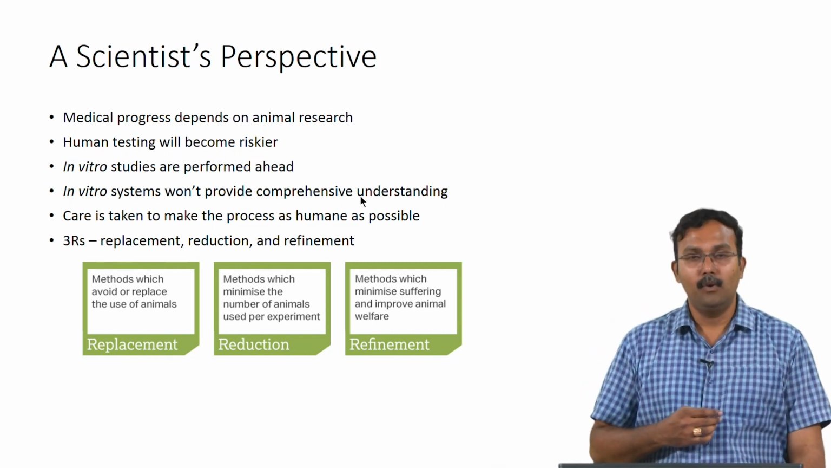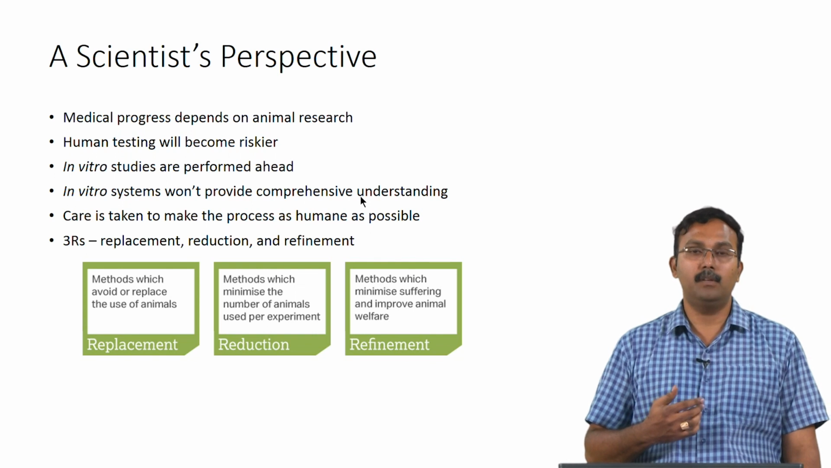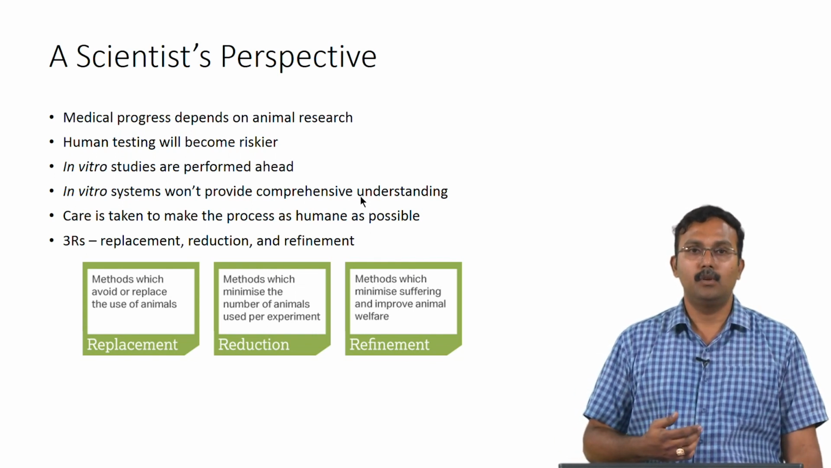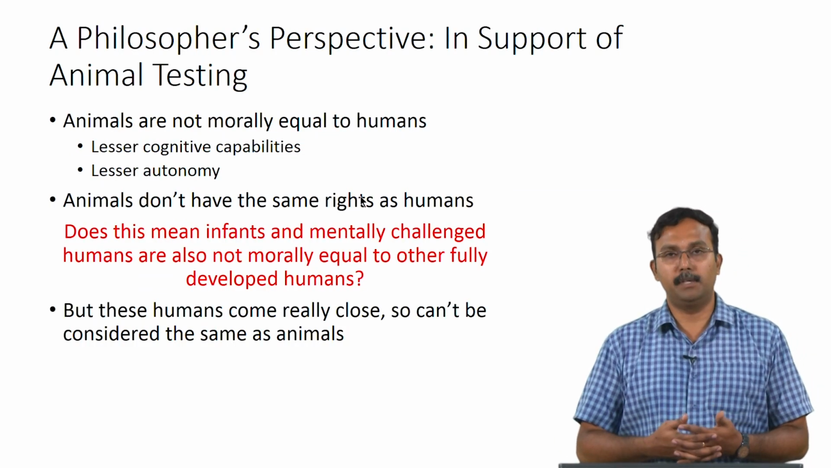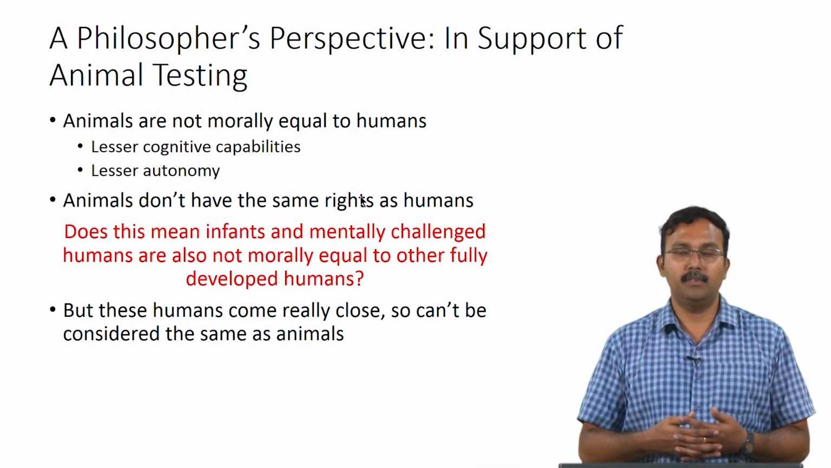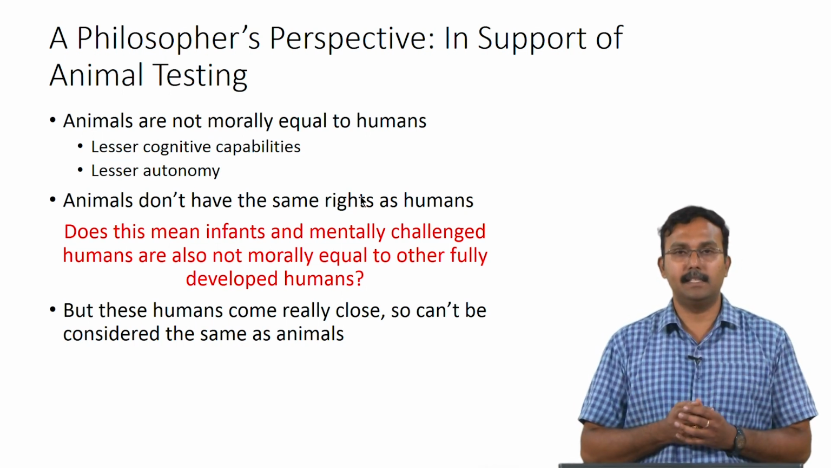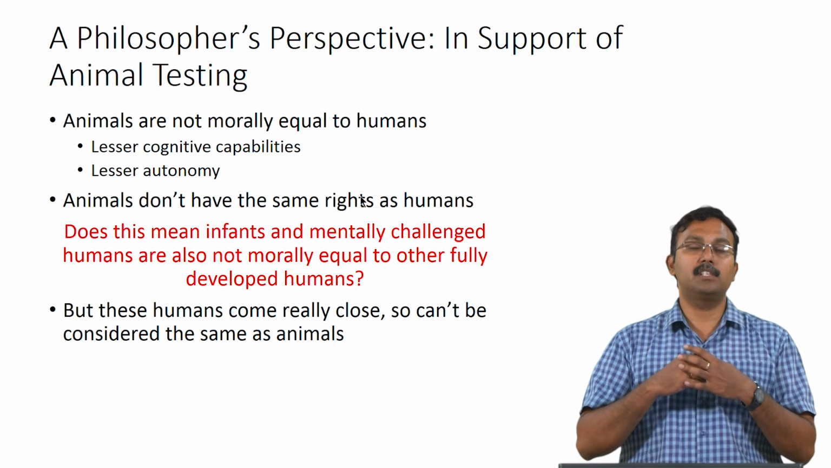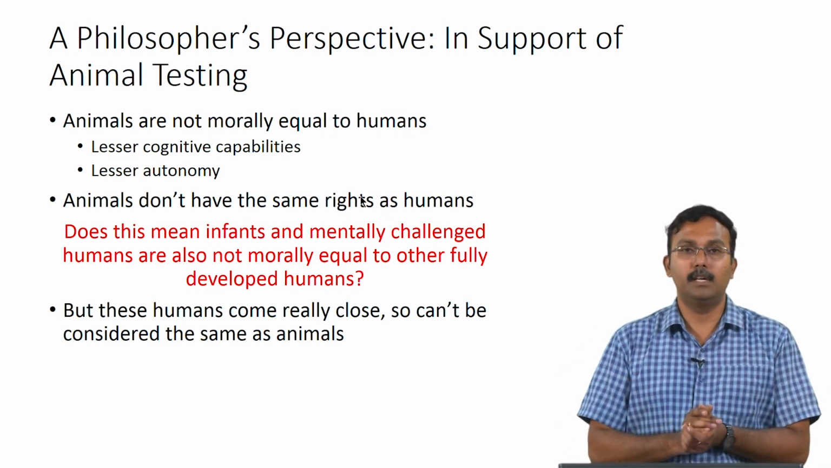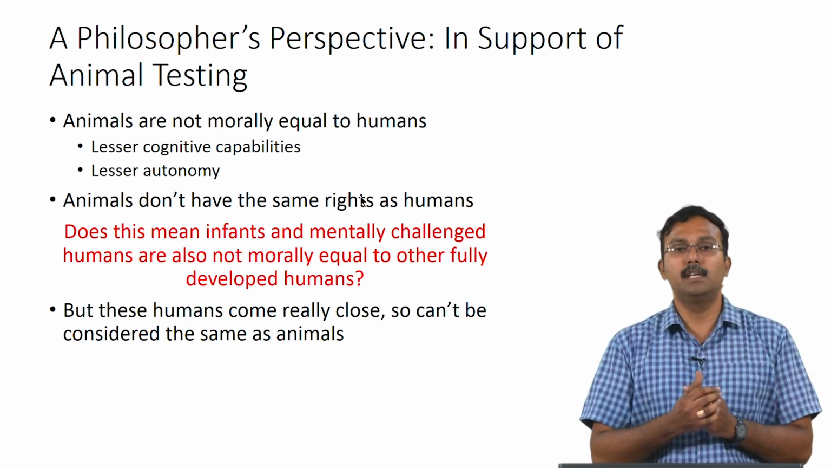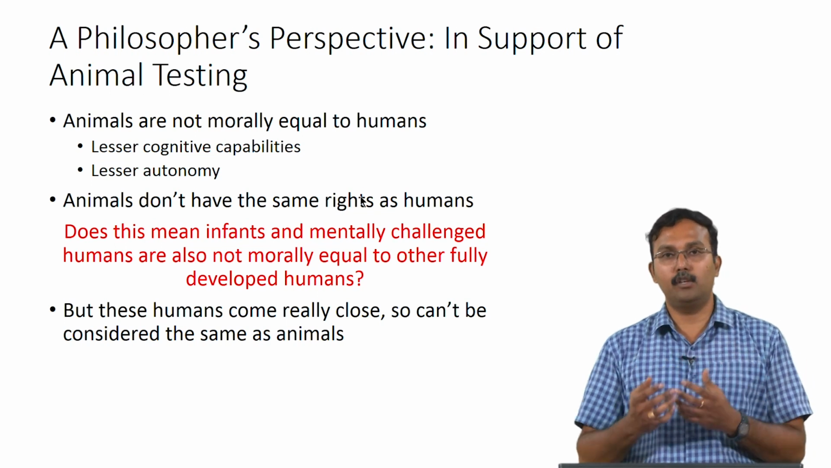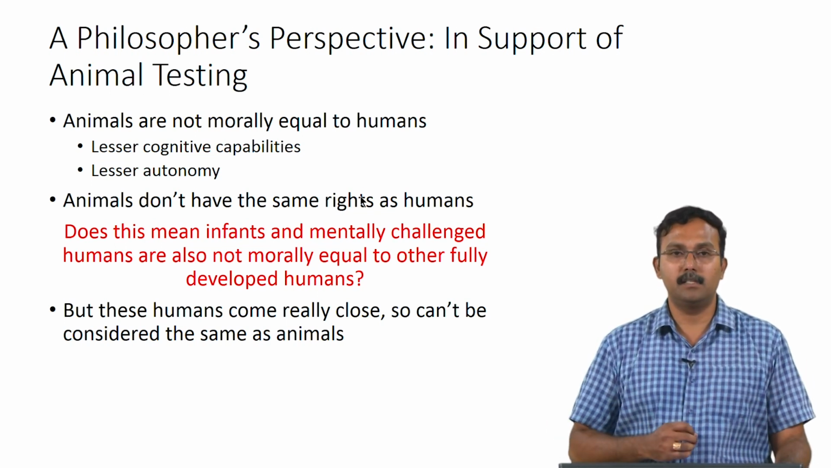Now, let us see what would be the argument of someone who is not a scientist. Let us look at it from a philosopher's perspective. If you have a philosopher who supports animal testing in general, how can a philosopher make arguments to support it? These are the philosophical arguments to support animal research.